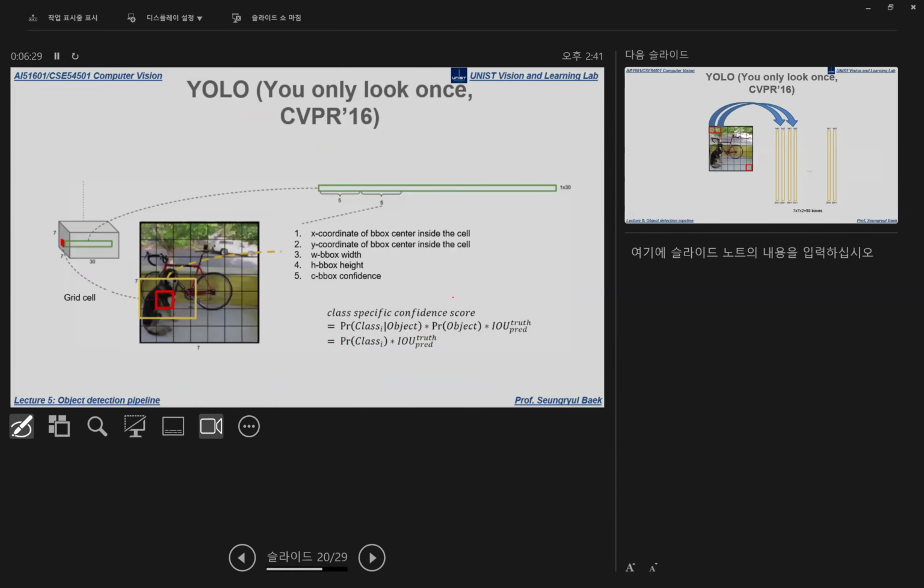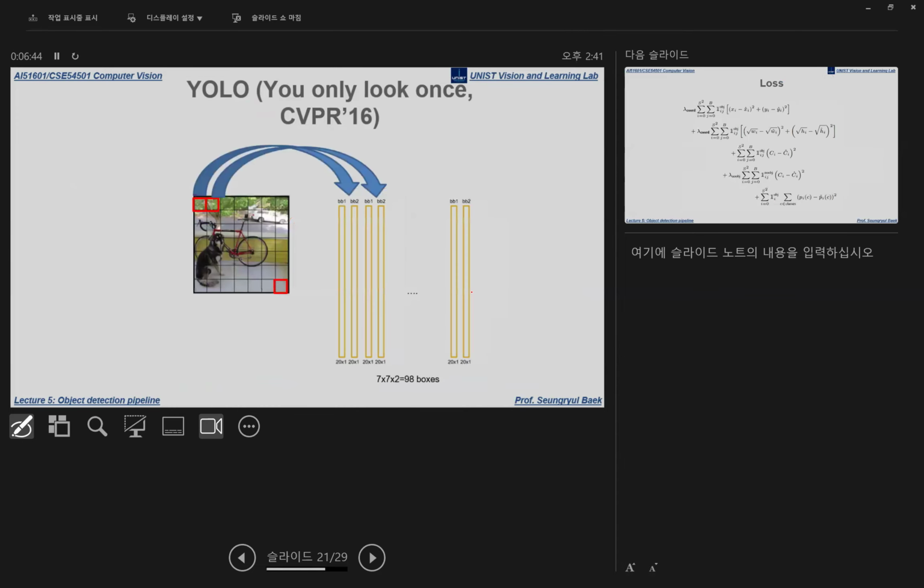The slide summarizes why we need a five-dimensional vector for one bounding box. We need the center position, width and height, and confidence value for one bounding box. In the YOLO algorithm, we estimate a total of 98 boxes from the whole image, because there is a 7 by 7 grid in the default YOLO version 1 algorithm, and for each grid cell we estimate two bounding boxes.